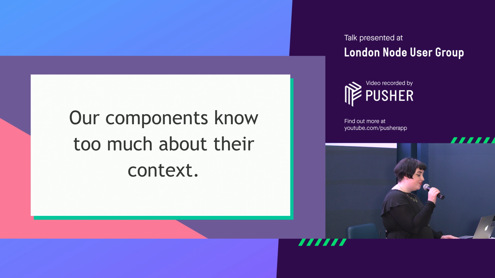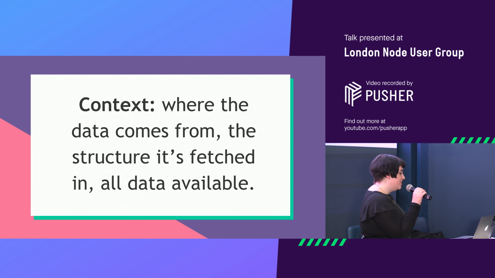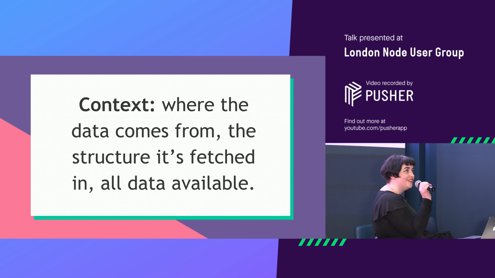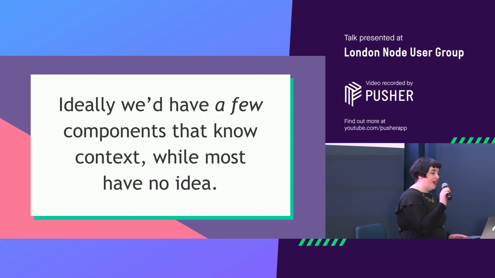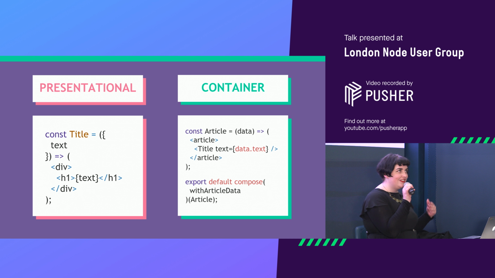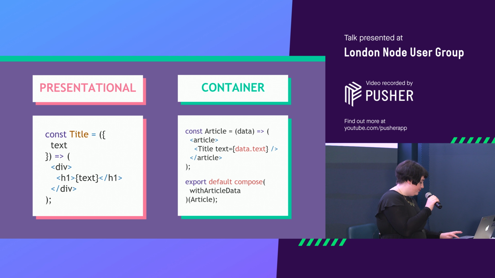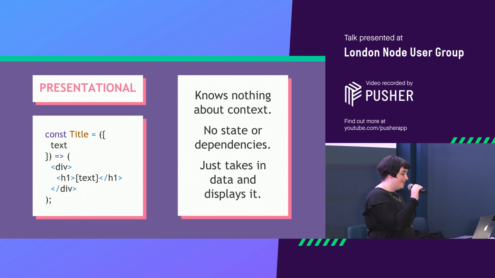Our components also know way too much about their context. By context, I mean where the data comes from, the structure that it's fetched in, and all the data that is available. Ideally, we would have a few components that know about context, while most of our React components have no idea. So this would be following the structure of presentational versus container components. So presentational components know nothing about the context. They have no state or dependencies. They just take in data and display it.